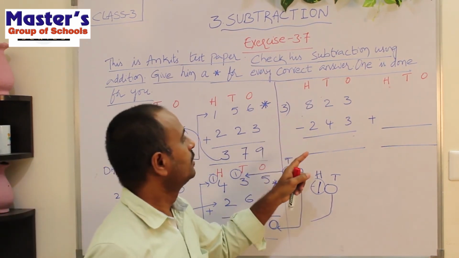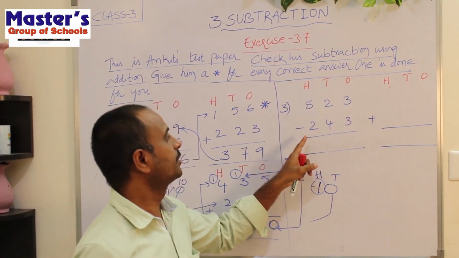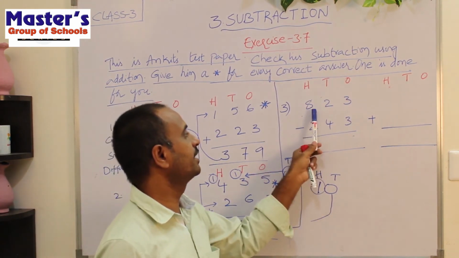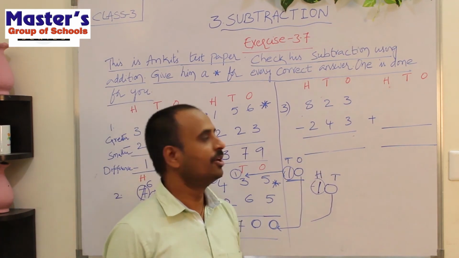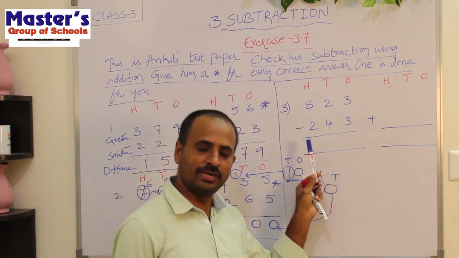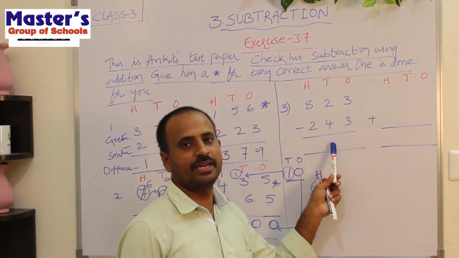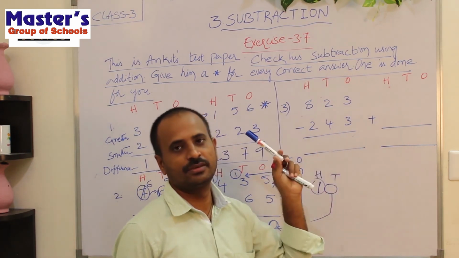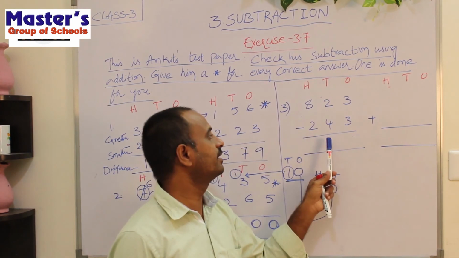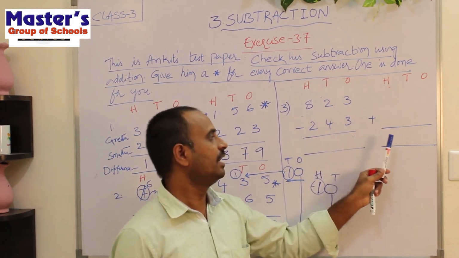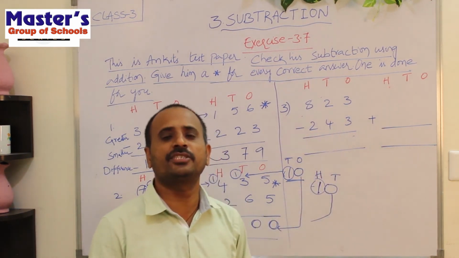Third problem. So there are two numbers given in the third problem. That is, first number is 823. Second number is 243. Now we have to subtract these two numbers and verify our subtraction by using addition. So if we add the second number to the difference and if we get the first number, our subtraction is correct.